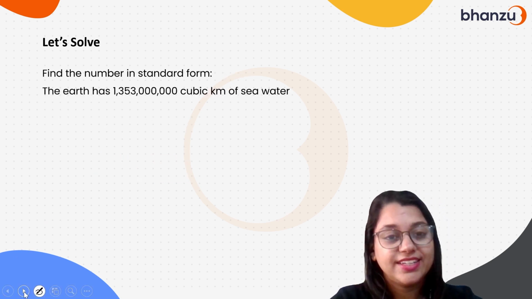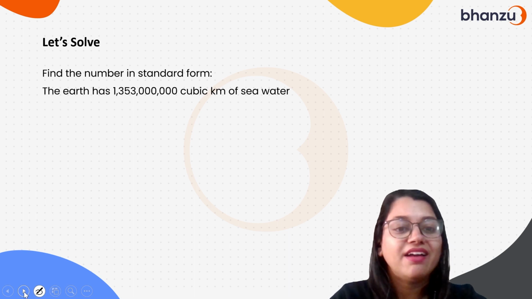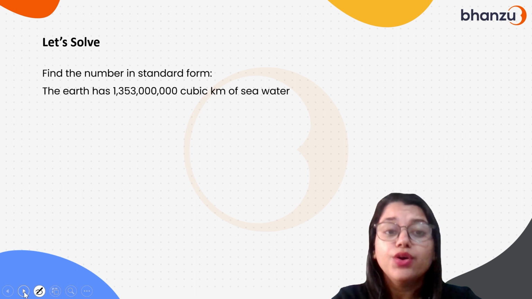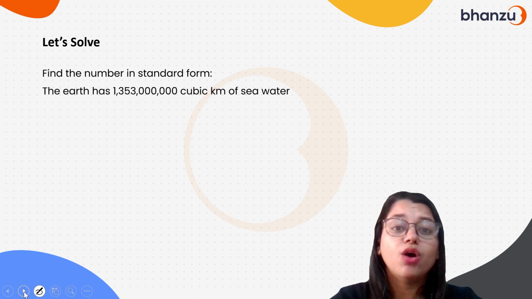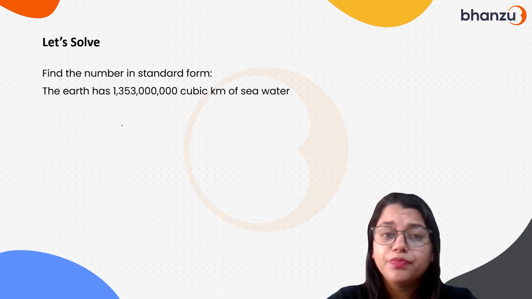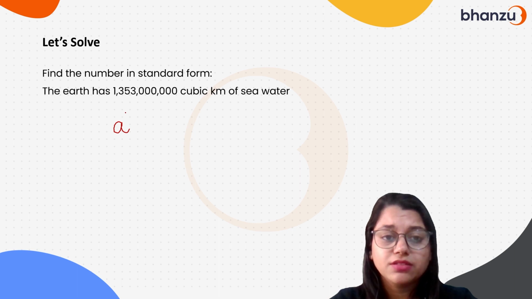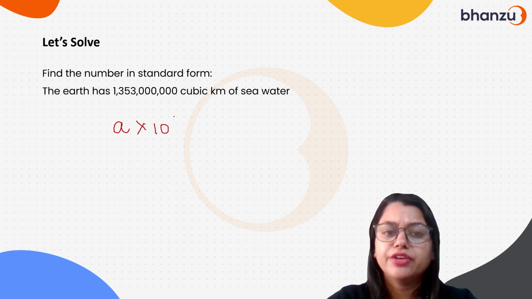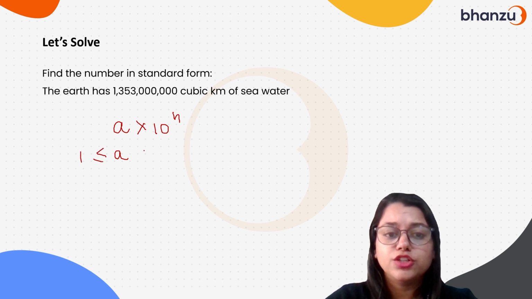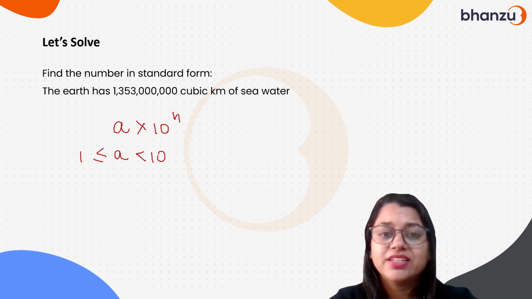The next question says, find the number in the standard form. The earth has 1,353,000,000 cubic kilometers of seawater. So how will we represent it in the standard form? The standard form is a into 10 raised to the power n, where a is any number between 1 and 10, right? 10 is the base here and n is an integer.